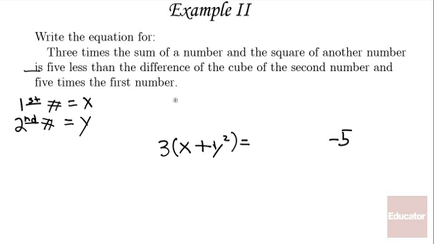Okay, so I have my minus 5, and now I need to figure out what I'm supposed to be subtracting 5 from. And it's saying that I'm subtracting it from the difference of the cube of the second number, so the difference between two terms. And one term is the cube of the second number. The second number is y, so y cubed, and they want the difference, so the y cubed and 5 times the first number.